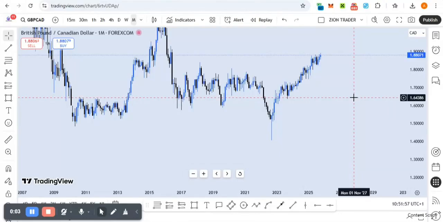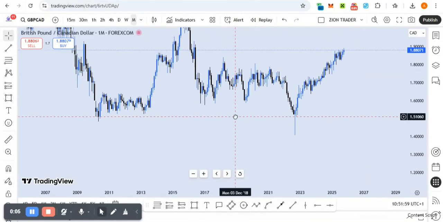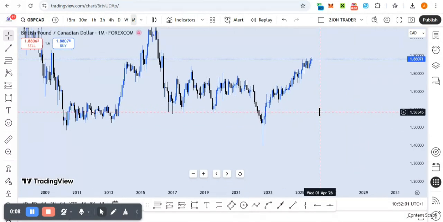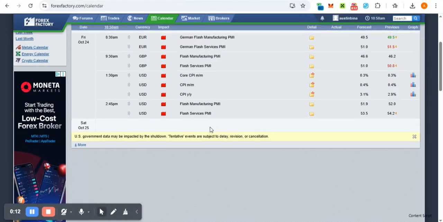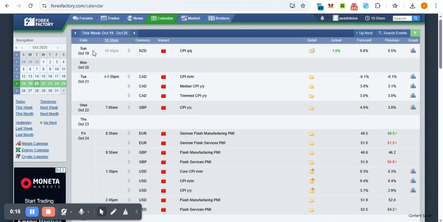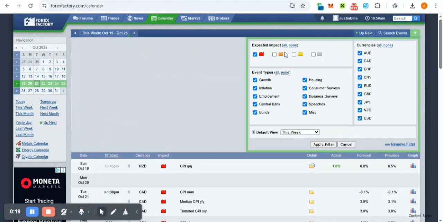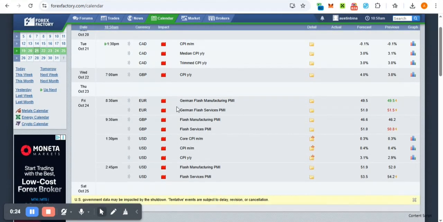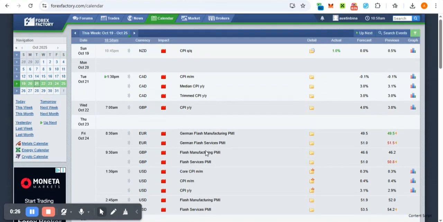So today we'll be analyzing GBPCAD, right? Before we take a look at the technicals, let's quickly see what we have in the fundamentals this week. Let's see the high impact news for this week. As you can see right here on Forex Factory, I filtered it so you can only see high impact news. You can also filter yours if you want to only see the high impact news, right?